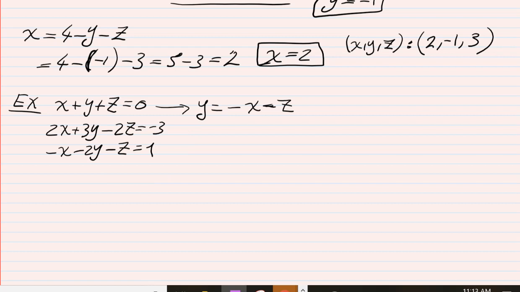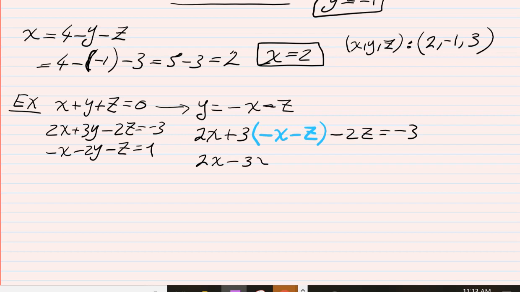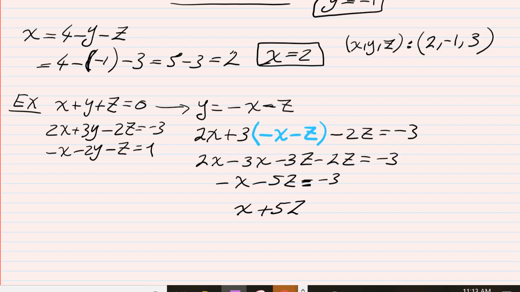When I substitute in the second equation, it's going to be 2x plus 3 times y, and y is negative x minus z, minus 2z equals negative 3. Let's simplify this. 2x minus 3x minus 3z minus 2z equals negative 3. Combine like terms, we get negative x minus 5z equals negative 3. And if I multiply everything by negative 1, x plus 5z equals 3.